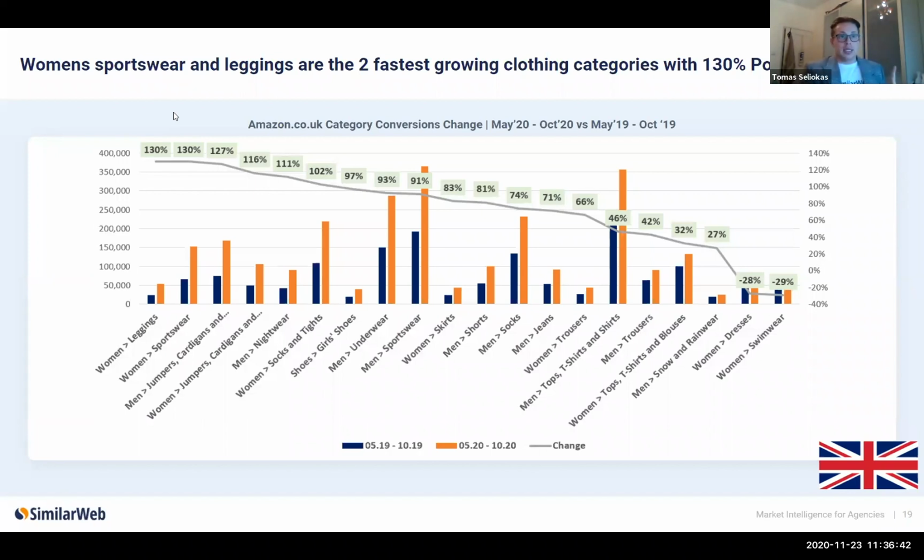So one thing is you should enter those categories more aggressively. You can increase the budget because you see a 130% increase in total conversions. You can definitely increase your budget significantly. You cannot use the same budget as last year because you have so much more demand over there and so much more opportunity. And then you can understand and benchmark your growth in that category.